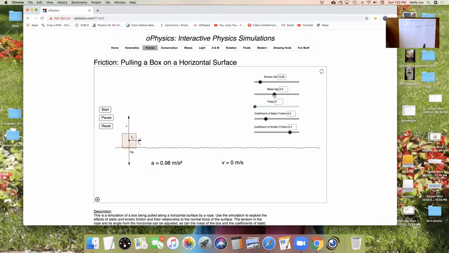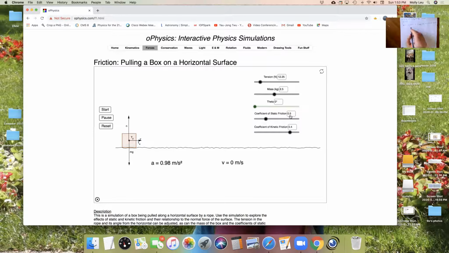I also chose a coefficient of static friction of 0.5. Well, I know that the weight of the object and the normal force are equal to each other, which means the normal force will be 24.5 newtons. And because I know the normal force and the coefficient of static friction, I can calculate the maximum static friction, mu s multiplied by N, which in this case will be 12.25 newtons.